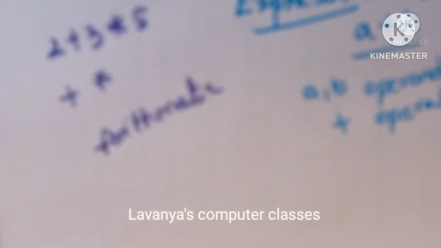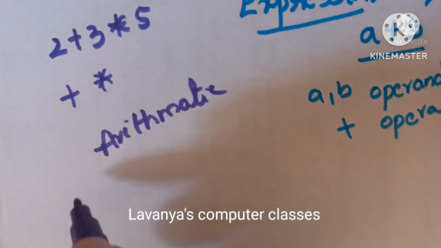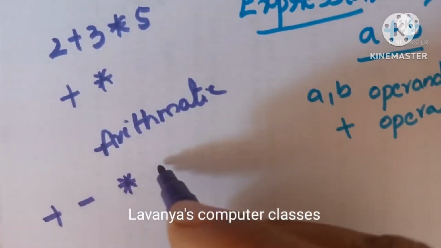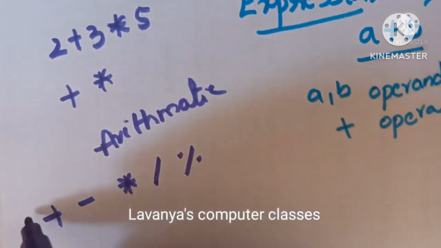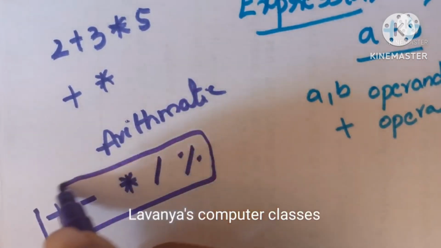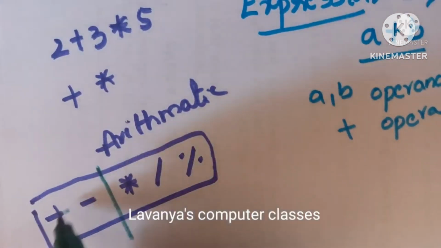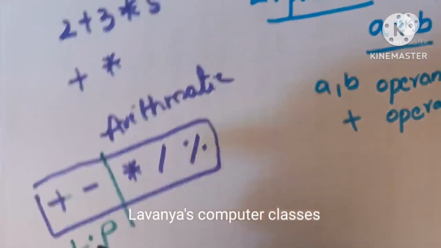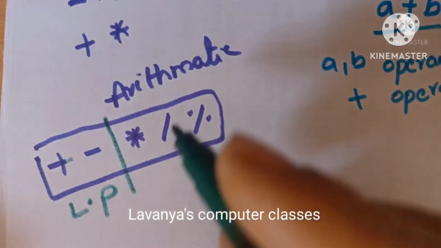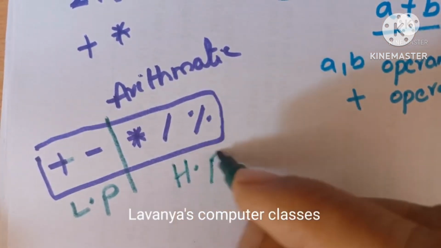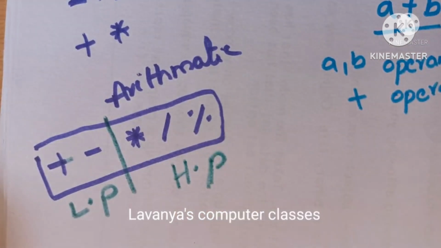These two are called arithmetic operators. In the previous video I already said how many arithmetic operators there are: plus, minus, multiplication, division, modulo. Totally 5 arithmetic operators. Of these 5, the first two, plus and minus, are low priority. Multiplication, division, and mod are called high priority operators. So out of 5 operators, 2 are low priority and 3 are high priority operators.